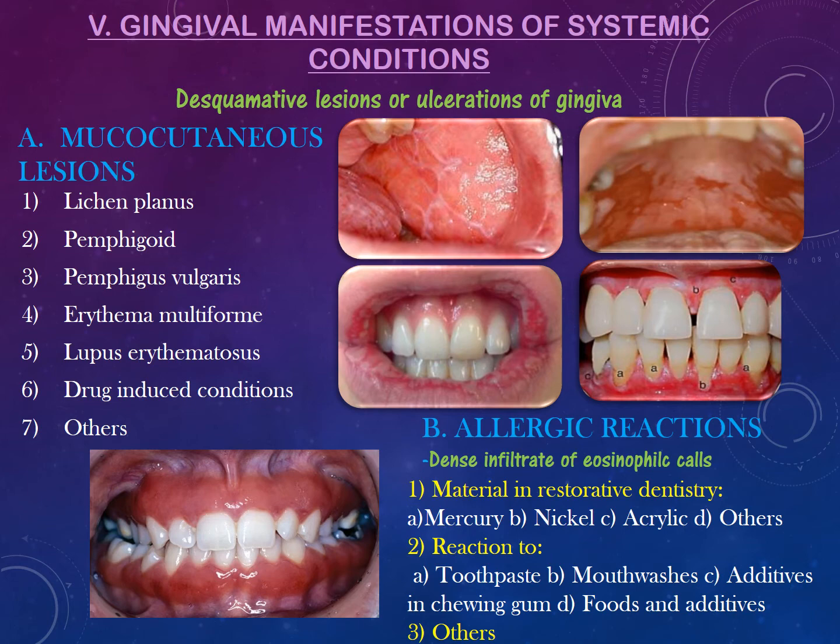Next is the allergic reactions. The histological analysis of the biopsies obtained from gingival allergic reactions show a dense infiltrate of eosinophilic cells. They may be allergic to the material in restorative dentistry, such as mercury, nickel, acrylic, or others. They have a reaction to the toothpaste, mouthwashes, additives in the chewing gum, or other food substances. The diagnosis requires extensive history and selective elimination of potential causes.